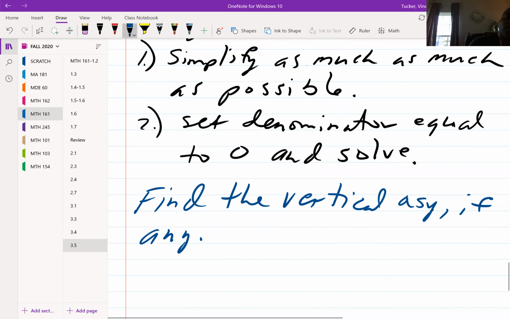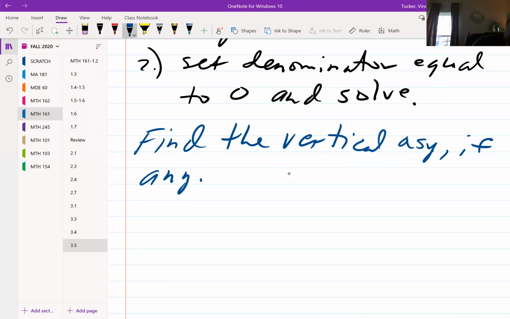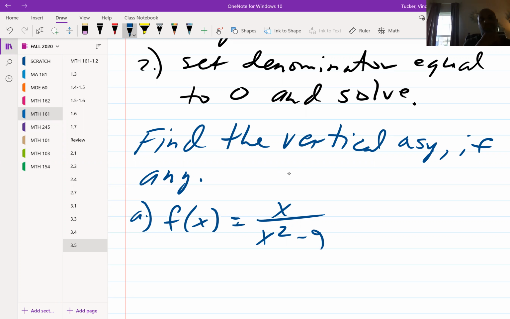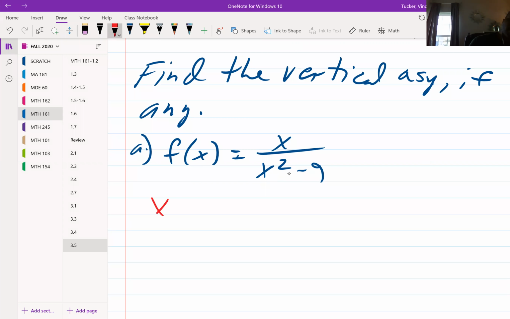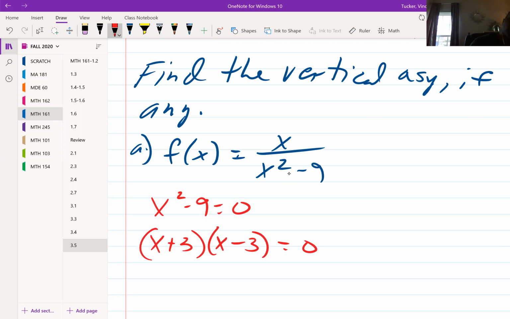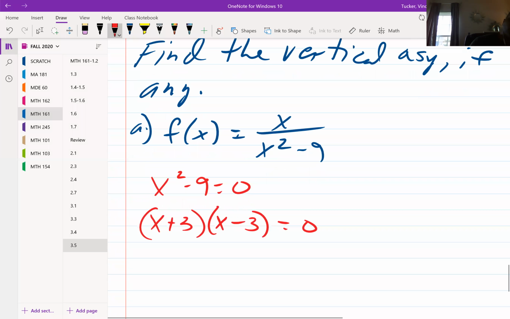All right, so the first example, I want to find the vertical asymptotes, if any. We have x over x squared minus 9. That's the first one. And we want to set that x squared minus 9 equal to 0. If we want, we can factor it, or you could add 9 to both sides. Up to you. Either way, you still get the same result.